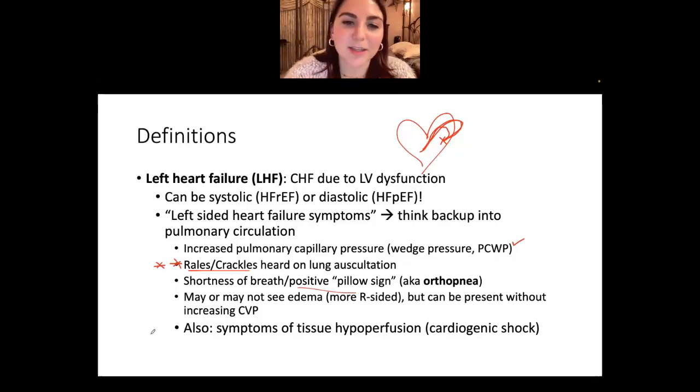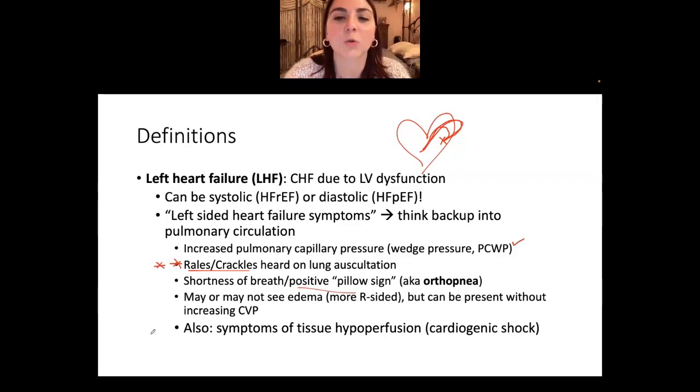So that is something you're going to start asking your patients, especially on your SPs. Like, how many pillows do you sleep with at night? That's orthopnea. Don't write positive pillow sign on your SOAP note, unless you can say, Christina told me to write this. But orthopnea is the term. But you may or may not see edema.